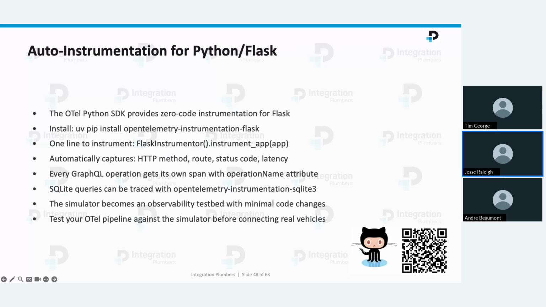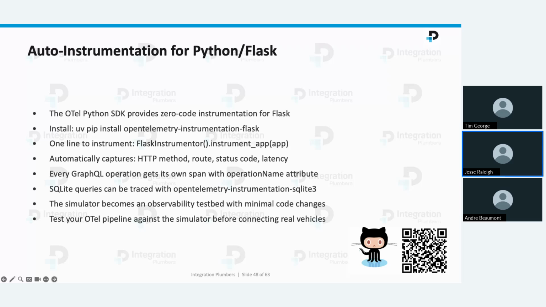One of the most compelling features of the OpenTelemetry Python SDK is the auto-instrumentation capability. For our Flask-based simulator, it's essentially one line of code. You install the Flask instrumentation package, call Flask instrument app, and every HTTP request automatically gets its own span with method, route, and status code, as well as latency.